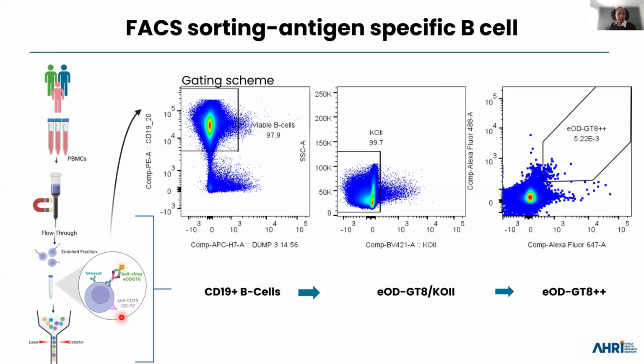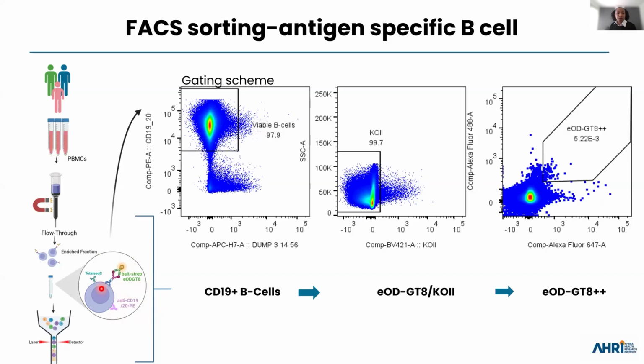From those enriched B cells, we then stain with the appropriate antibodies for B cell selection using flow cytometry. We also include total-seq, which is hashing antibodies. These antibodies allow us to multiplex our sample, so we're able to process up to 5 or more donors at a time. Because we want to sort out specific B cells, we also include the EODGT8, an engineered vaccine candidate, in our staining panel.